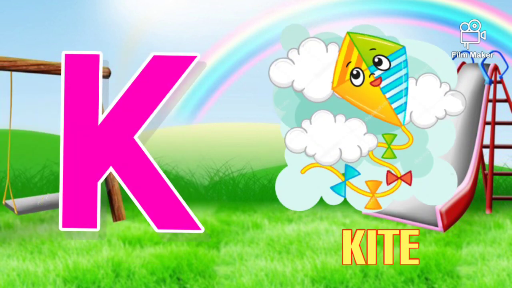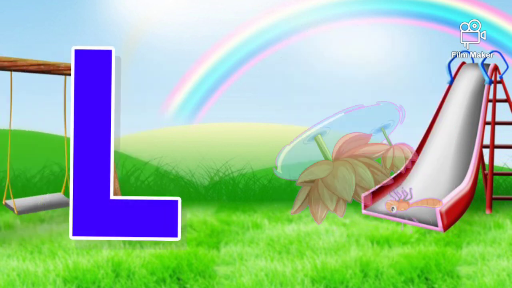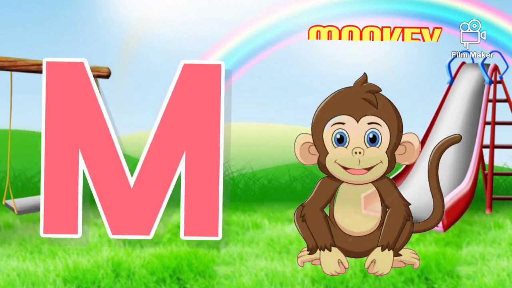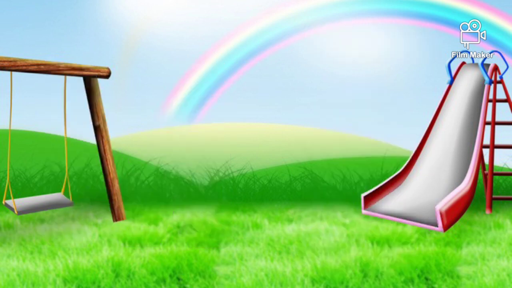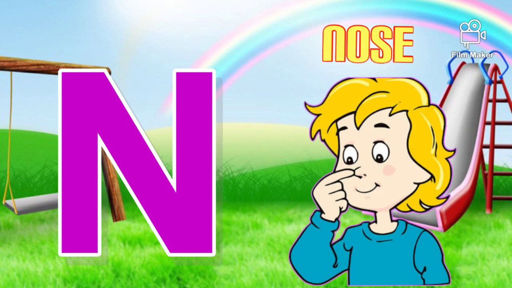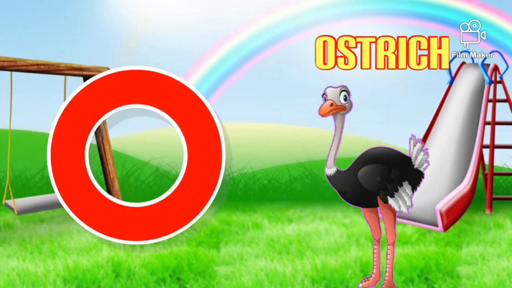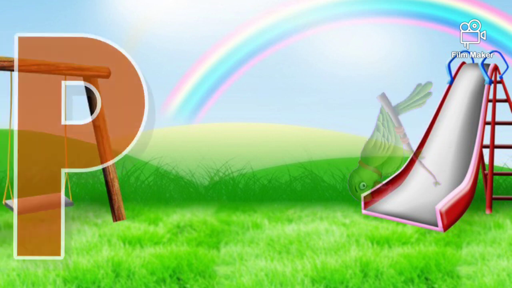K for kite. L for lotus. M for monkey. N for nose. O for ostrich.